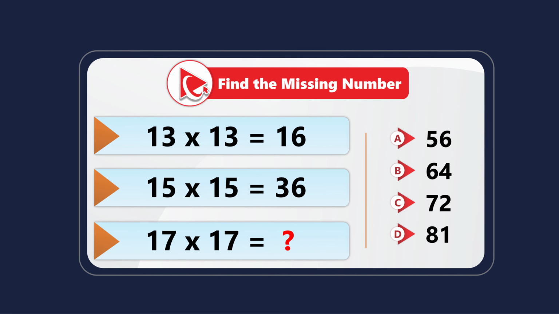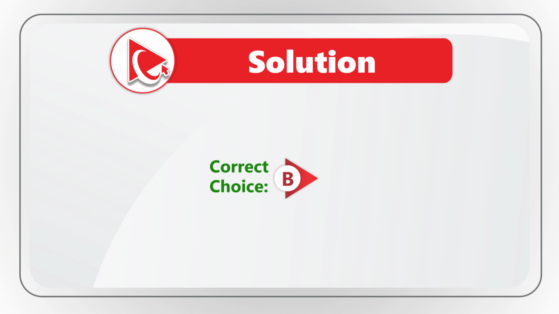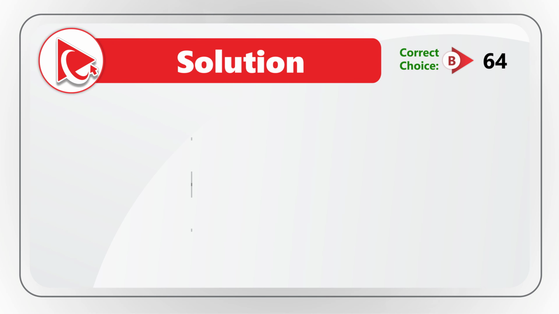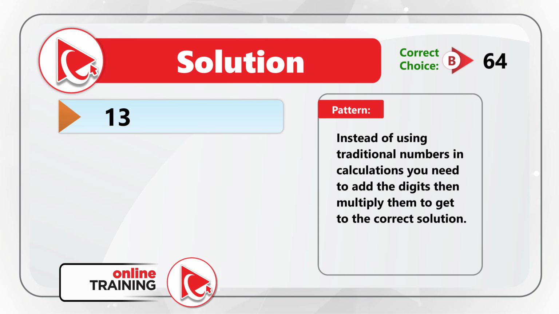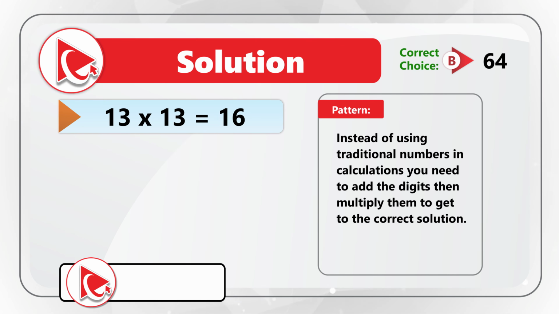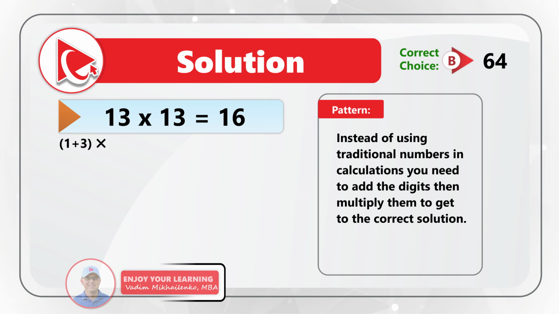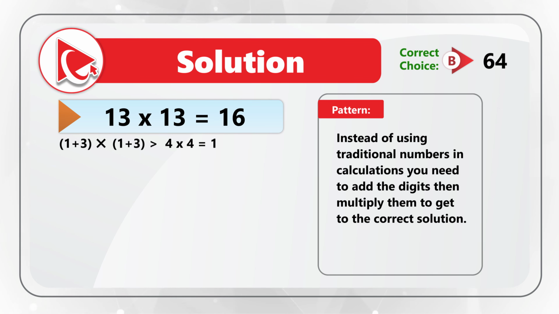Because the correct answer, choice B, 64, is calculated very easily. The pattern here is that instead of using traditional numbers in calculations, you need to add the digits and then multiply them to get to the correct solution. So let's look at the first expression. 13 multiplied by 13 equals 16. In reality, you need to sum up 1 plus 3, then multiply it by another expression 1 plus 3, which would be 4 multiplied by 4, which would equal 16.